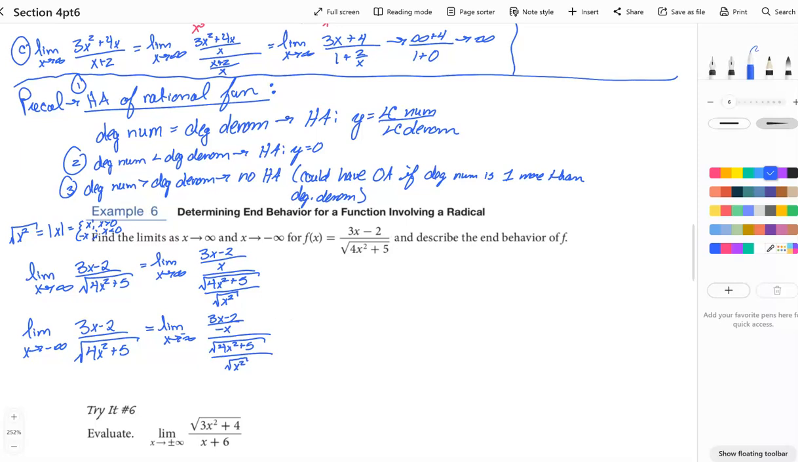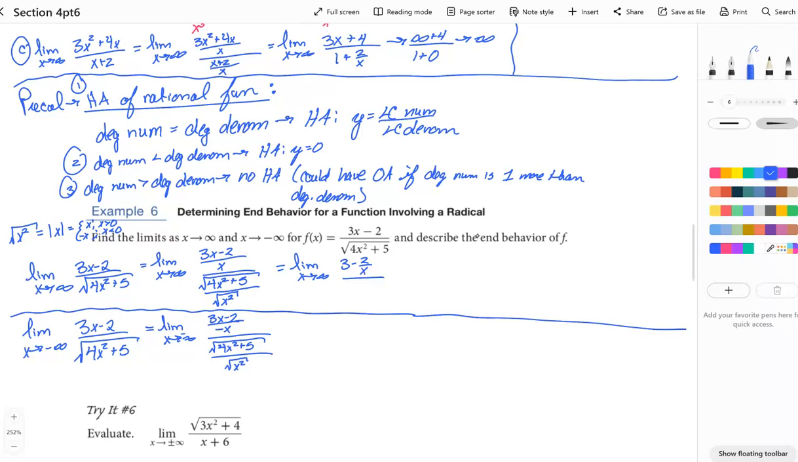So let's simplify. I'm going to start with that top one. We draw a line here that separates all this. This is not a rational function because of that square root, so we do not have a nice set of rules. This is the only way to find the horizontal asymptote. 3x over x is a 3.